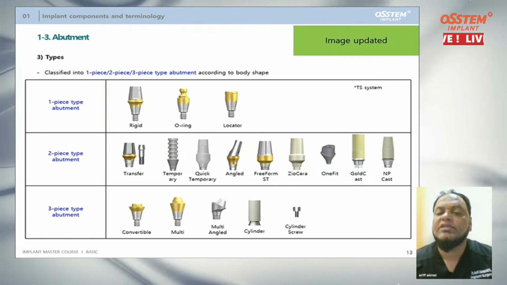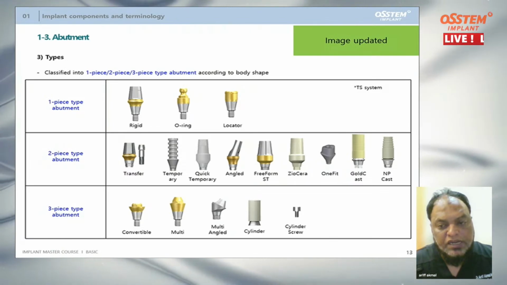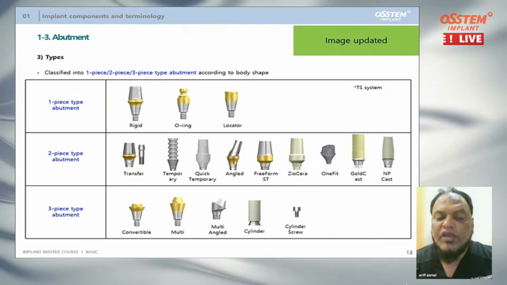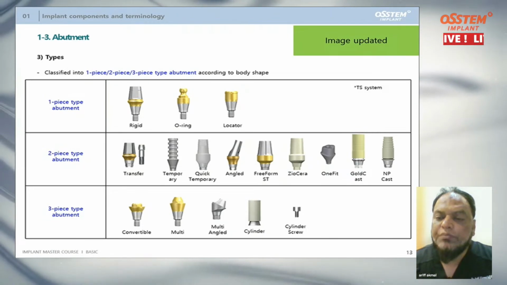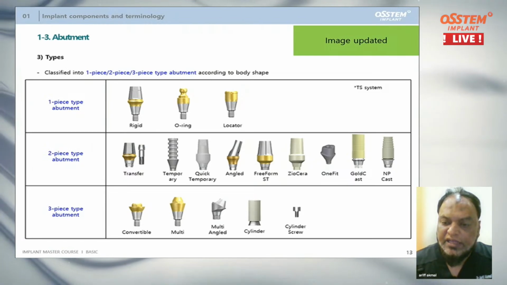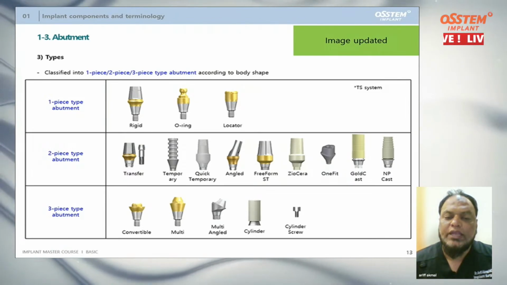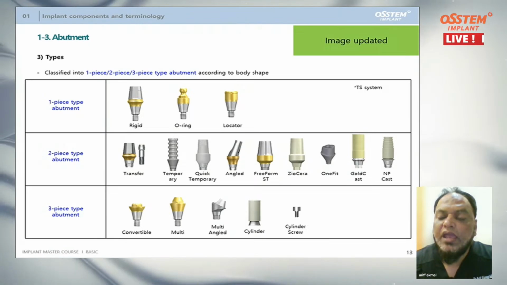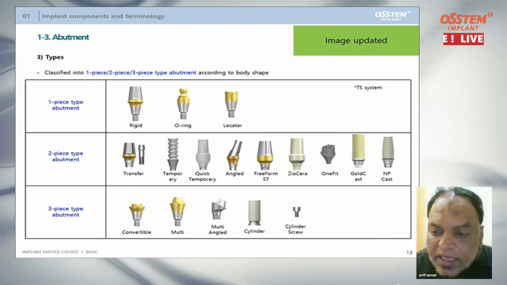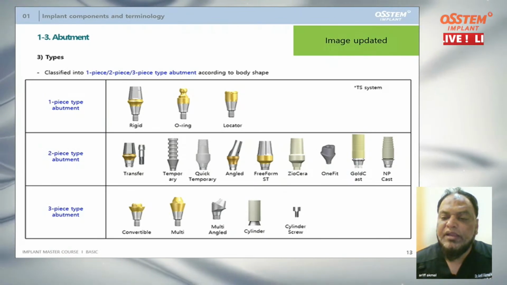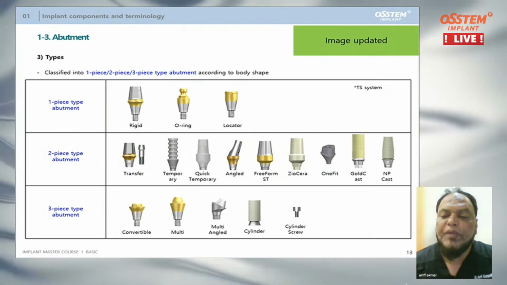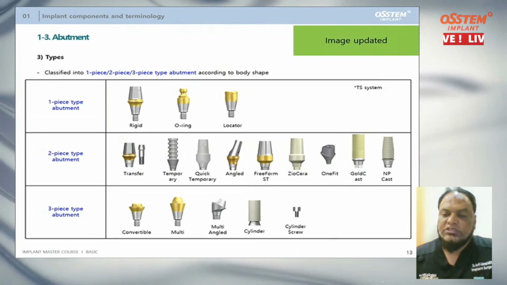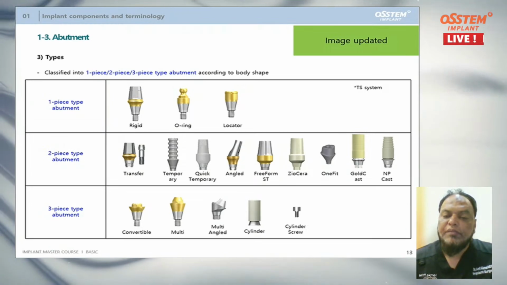Okay. Then we have the two-piece implant. In two-piece also we have various types. The transfer abutment, the popular one. Then we have the temporary abutment, which can be used for temporizing, particularly in the anterior region. Then we have the quick temporary, where we can add either acrylic or temporary resin material or light cure and prepare the crown and give a screw-retained temporary for the patient immediately.